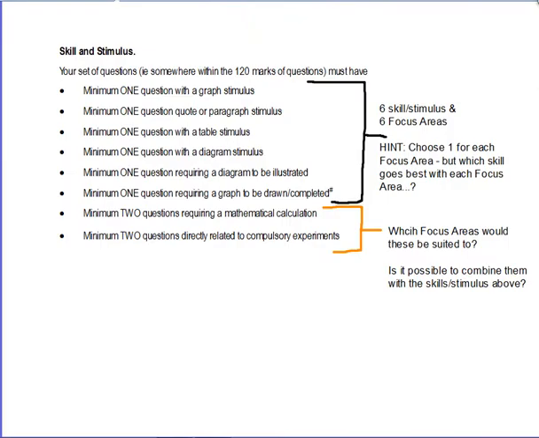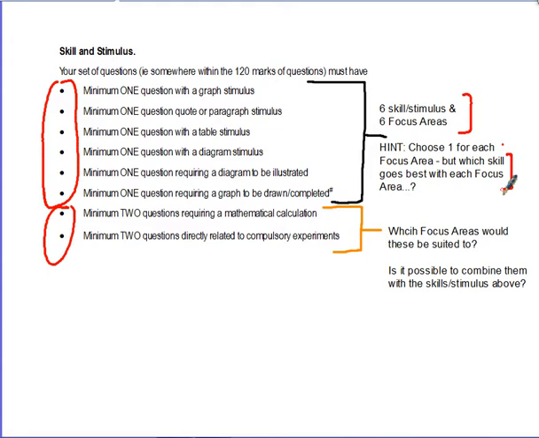The skill and stimulus is a challenging bit. You need to have at least one of each of these sorts of questions somewhere in your whole set of questions. If you look at it, you'll see that there are 6 different sorts of skill or stimulus questions you need, and there are actually 6 focus areas you've got to write questions for. So as a hint, choose one of these skills or stimuli for each of the focus areas. The only question you've got to ask yourself is which skill goes with each focus area.